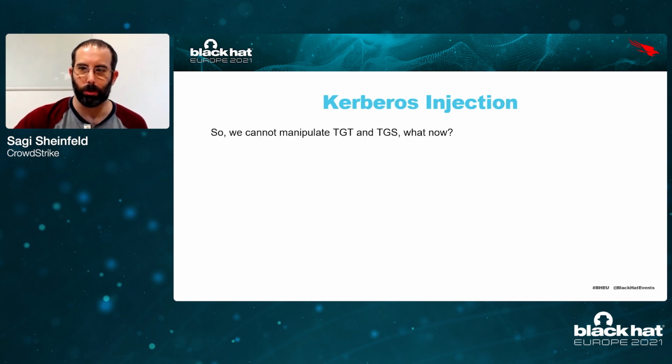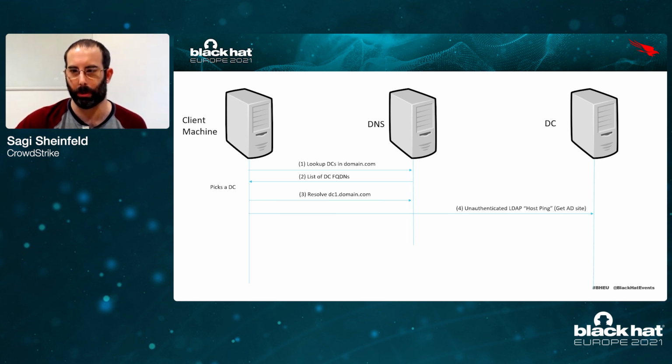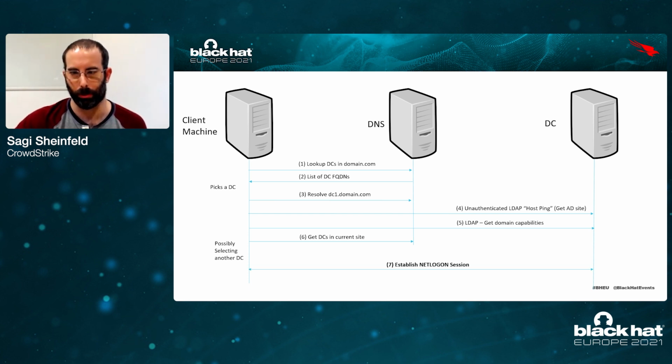So as we're seeing, we cannot manipulate the authentication process itself and the tickets. So what can we do? Let's take a look at how a typical workstation enumerates the domain and selects the best DC to work against. The process itself of the enumeration and the DC selection is done using a combination of DNS queries and LDAP searches, unauthenticated LDAP searches, I might add, until the best DC is chosen. Only then, a netlogon session will be established against the chosen DC and some messages will pass over it.